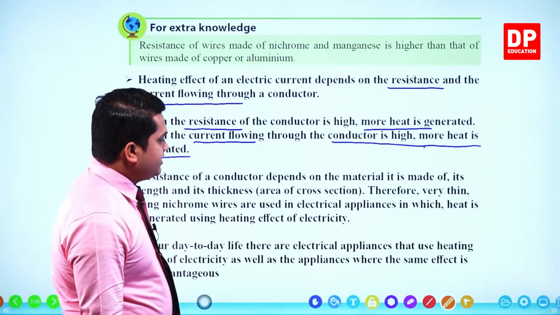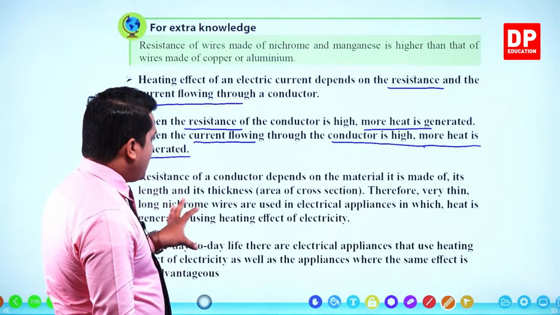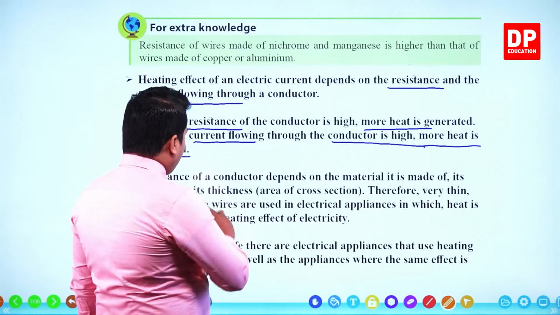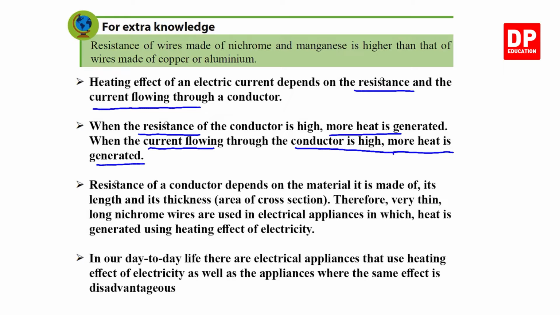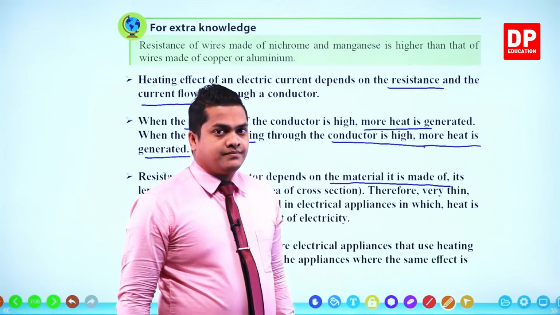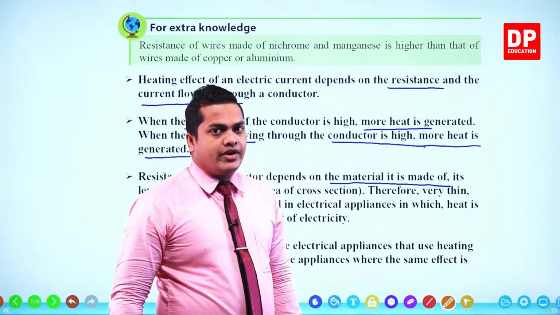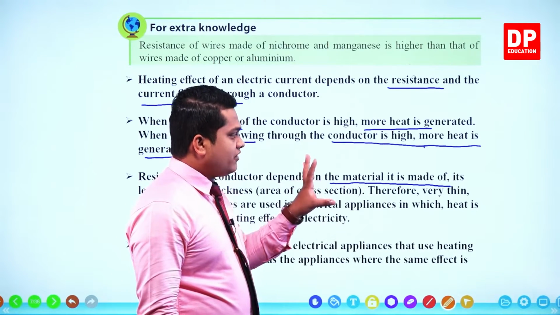Resistance of a conductor depends on the material it is made of, its length and its thickness, the area of cross section. So resistance of a conductor depends on the material it is made of. I told you that according to the nature of the substance, the material which the conductor is made of, like copper and nichrome, the two resistance levels are going to change. So the resistance is changing because of the nature of the material.